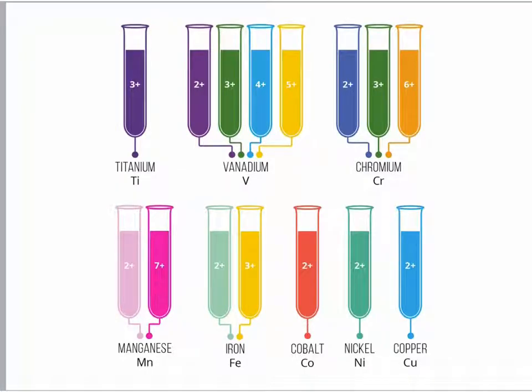All of the transition metals are capable of forming more than one ion. So, unlike the group 1 metals, where they all form a 1+ ion, the transition metals can form a range of ions. This is something that we look at in much more detail at A-level chemistry. But for example, vanadium can form a 2+, a 3+, a 4+, or a 5+ ion. This gives it a range of different coloured compounds.